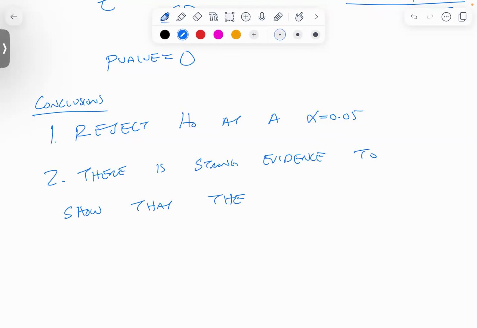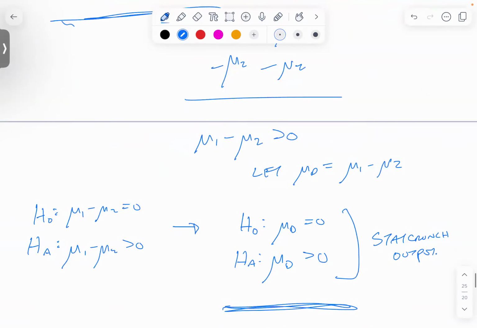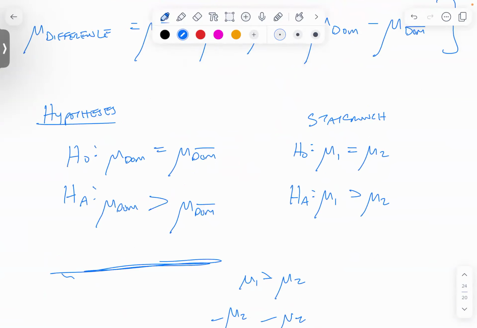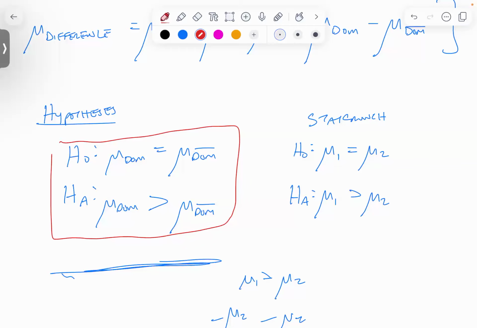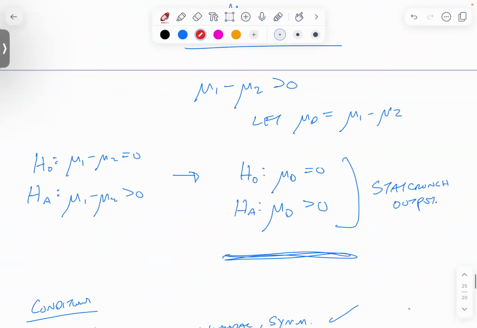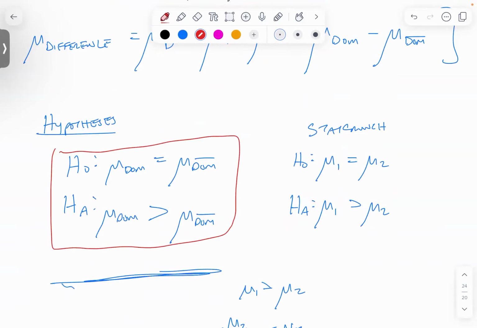So there is strong evidence to show, and this is the important part, this is what you should be interpreting. This notation is good, but that's what the StatCrunch output is. Mu D equals 0, the average of the differences equals 0, or the average of the differences is greater than 0, that actually doesn't have any interpretation. This up here does. The average of the dominant hand is greater than the average of the non-dominant hand. That we can actually interpret. And that's what we want to make sure that we are focusing upon as well.